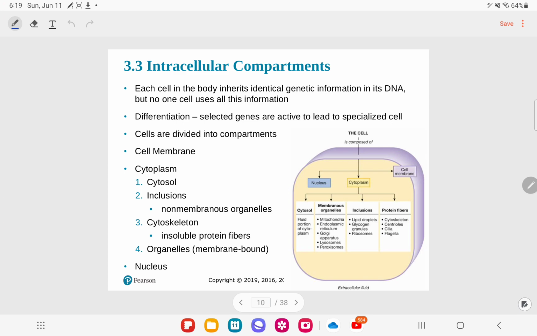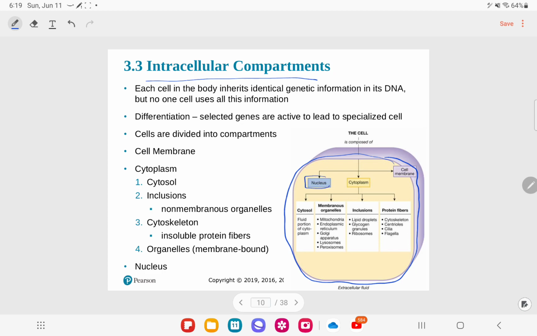When we're looking at the intracellular compartments, what's inside the cell, each cell in the body is going to inherit identical genetic information in its DNA, but no one cell uses all of this information. So we have differentiation. Selected genes are going to be active, and that's going to lead to specialized cells. So cells are going to be divided into compartments. We have the cell membrane that's going to surround the cell, isolating the intracellular components from the extracellular components.